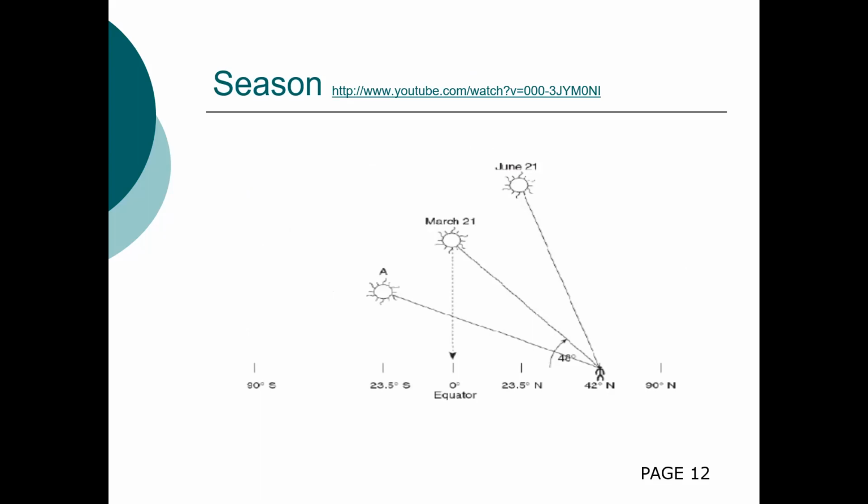So on the first day, if this was us, first day of spring, the sun is right there. The first day of winter, the sun is a lot lower in the sky at noon. And the first day of summer, we have about that 70-degree angle that Mr. D was talking about.